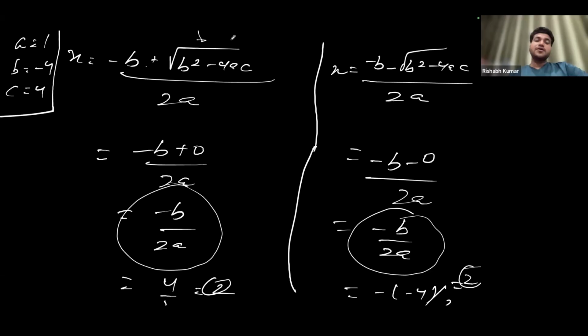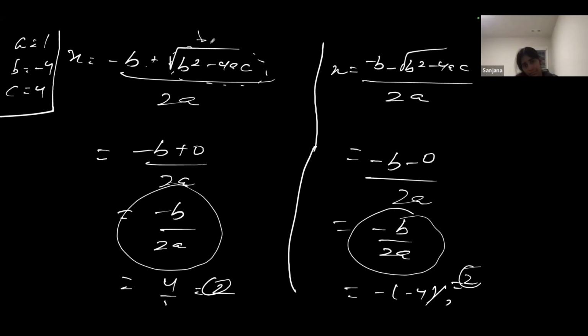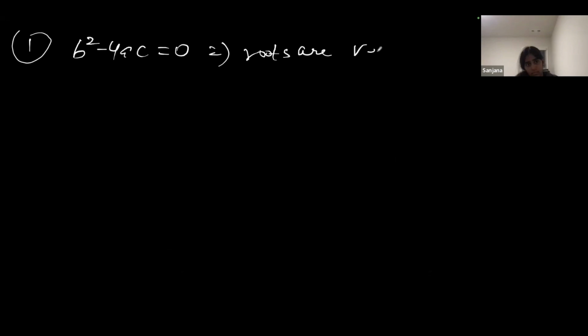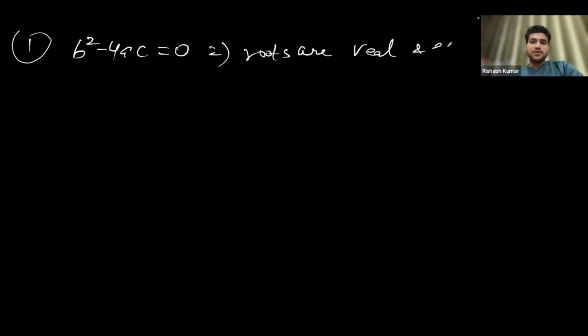So you observe one thing: by knowing just this value, which is known as the discriminant or D, b square minus 4ac, we can conclude that we have two real and equal roots. So this was our first observation: if b square minus 4ac is equal to 0, then the roots are real and equal.